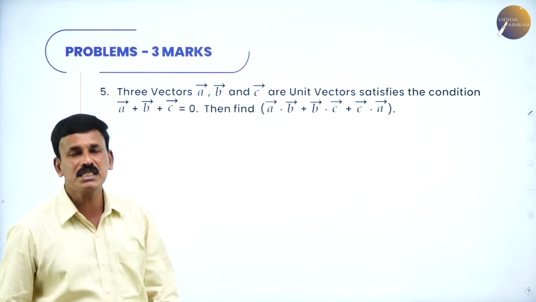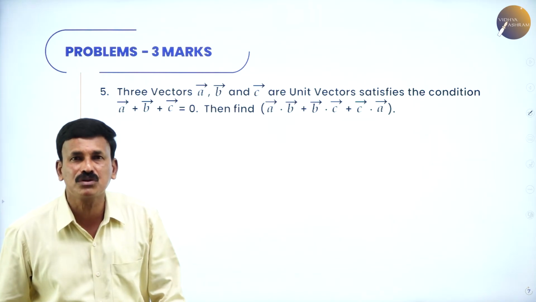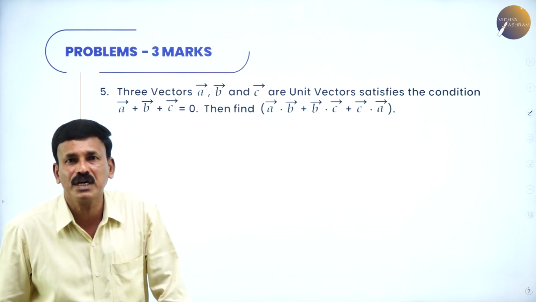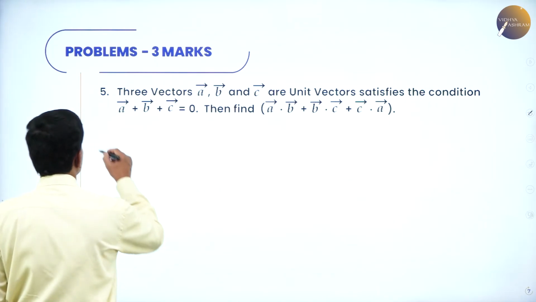What is A, B and C? A, B and C are the unit vectors. Unit vectors means whose length is equal to 1. So, length of A is equal to 1, length of B is equal to 1 and length of C is equal to 1. That's given. This is a very important problem again.